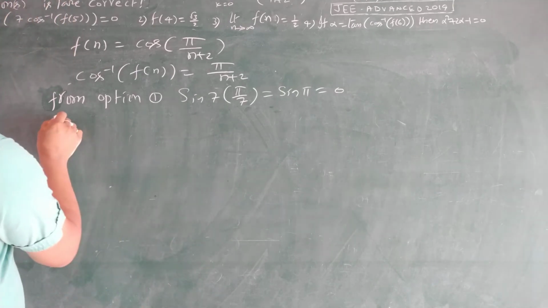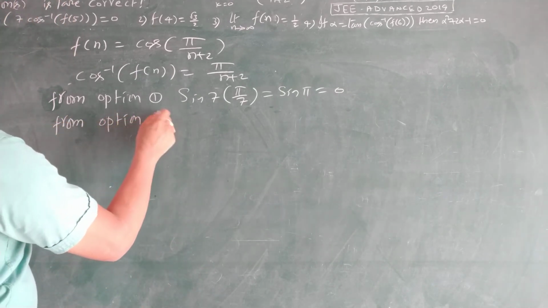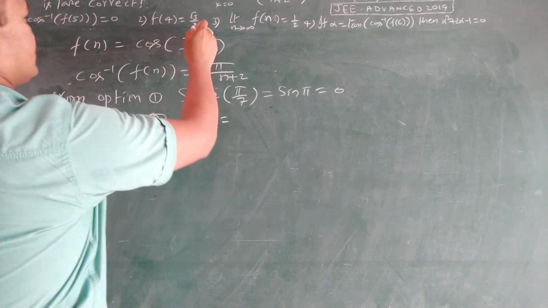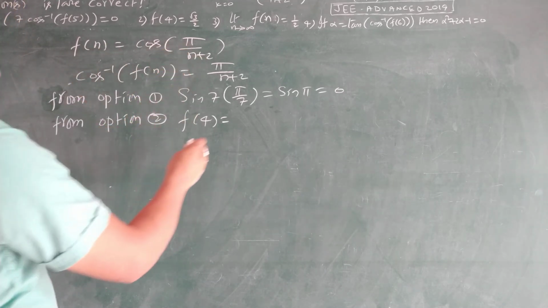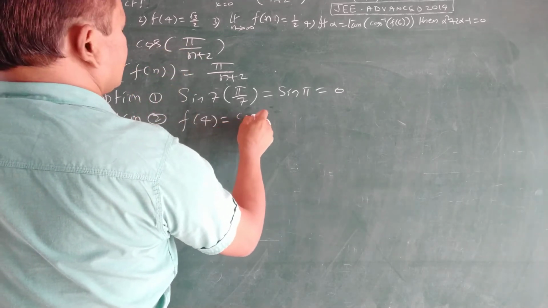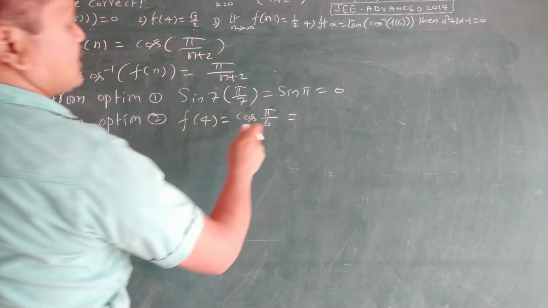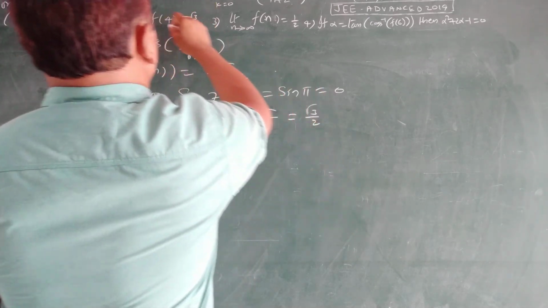Now we are going to the second option. From option 2, what is that? F of 4 is equal to root 3 by 2. Now f of n is equal to cos pi by n plus 2. That's why this is cos pi by 4 plus 2, 6. Cos pi by 6 is cos 30, that is root 3 by 2. So that is also correct.